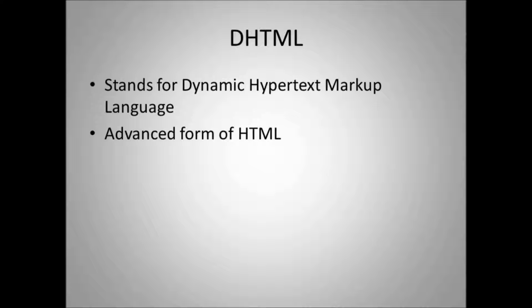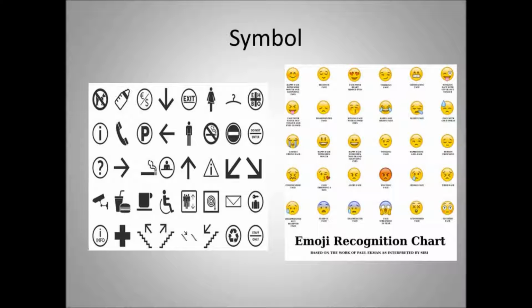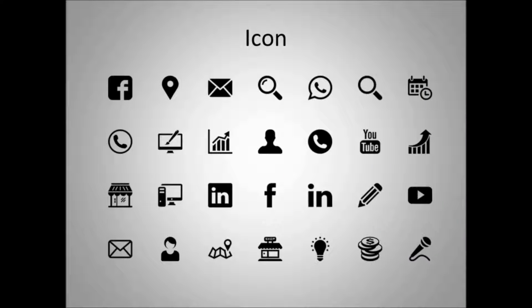Moving on, we have symbols. Symbols are concentrated text in the form of standalone graphic constructs. They are used to convey meaningful messages. Symbols used to convey human emotions are called emoticons. Next, we have icons. Icons are symbolic representations of objects and processes.